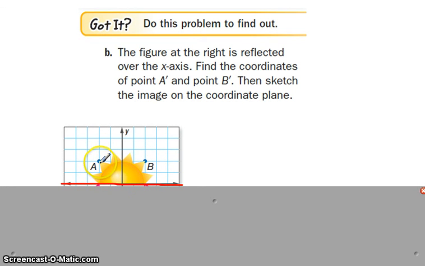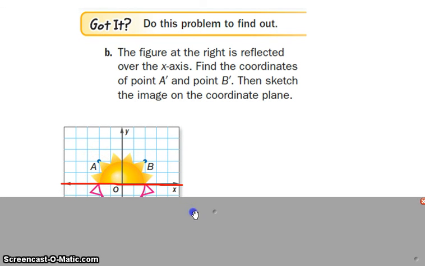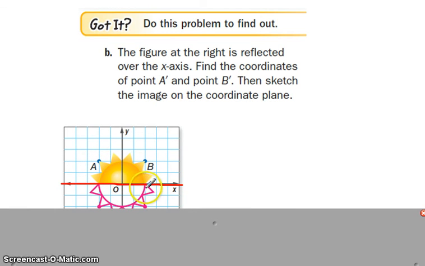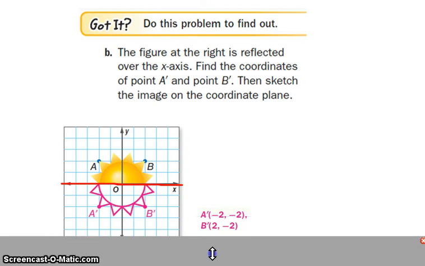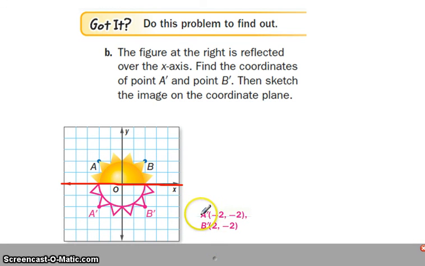1, 2, so point A is going to be 2 units down. Point B, 1, 2, 2 units down. Okay? Then you can go ahead and trace in the rest of the image. It doesn't have to be perfect. And again, a lot of times when you're doing sketches like this, mirrors help, and we will use those tomorrow in our activity. Okay, but here are your 2 new points. A prime is -2, -2. B prime is 2, -2.